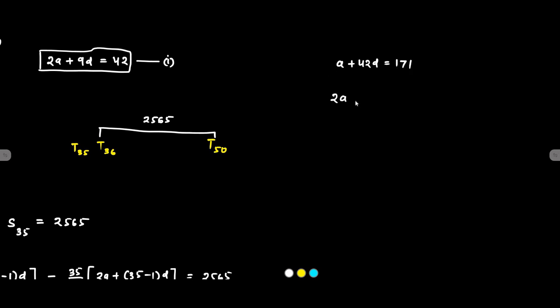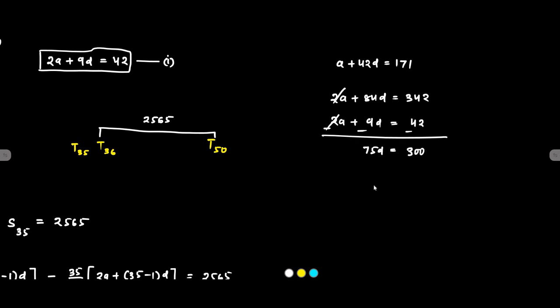Let's say we multiply 2 on both sides. So it becomes 2a plus 84d is equal to how much? 342. And we have 2a plus 9d is equal to 42. So if we subtract these two, 2a minus 2a cancelled, 84 minus 9, that is 75d, and this is equal to 300. That implies d is equal to how much? 300 by 75, so this is 4. d is equal to 4. So the common difference is 4.